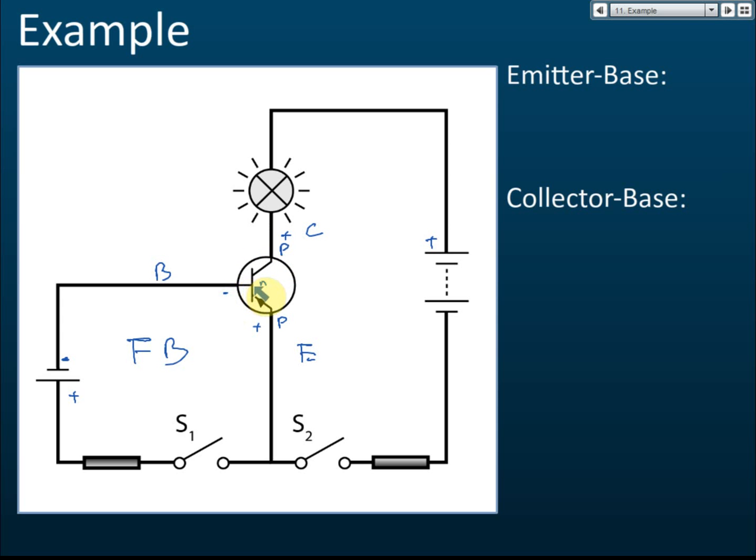Negative connected to N. We are interested in the collector base. Don't compare the collector and the emitter. If you compare the collector emitter, that's not correct. So you compare the collector base, and you find that actually it's also forward bias. Positive to P, negative to N. So emitter base is forward bias, and collector base is also forward bias. Both are forward bias. Then this is a wrong connection.